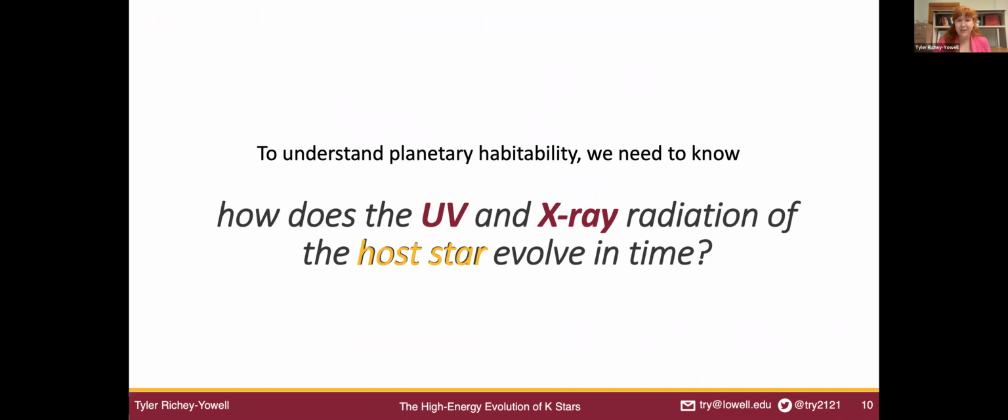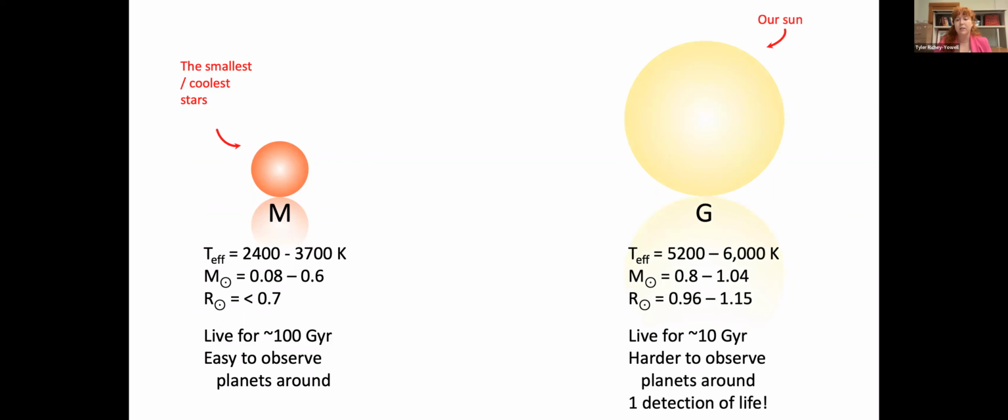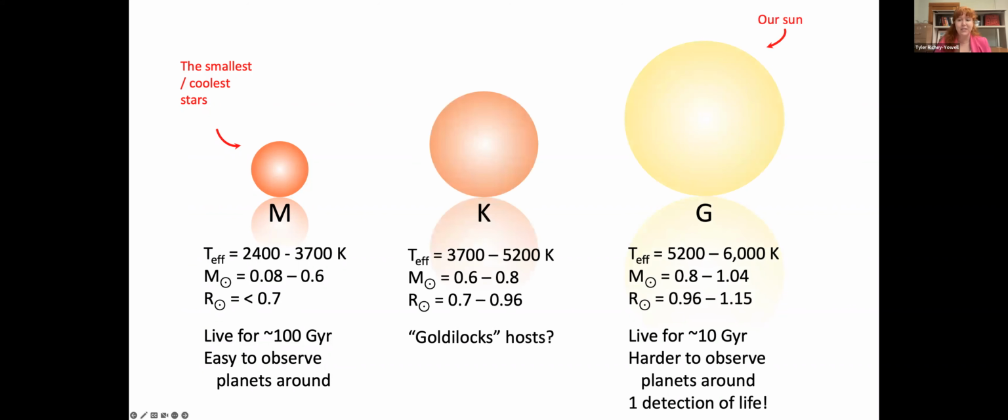What kind of host stars do we want to look at? Studies about habitability have mainly focused on M stars, as these are our smallest and coolest types of stars that live for a long time, and they're easy to observe planets around because of the low contrast between the planets and the star. G stars or solar type stars like our own, on the other hand, have shorter lifetimes and are harder to observe planets around. But obviously we have one detection of life there, so something's got to be working. But then there are K stars, which have often been neglected in these studies and might be similar enough to G stars, but have the observational advantages that M stars have. So these might be the Goldilocks of host stars.